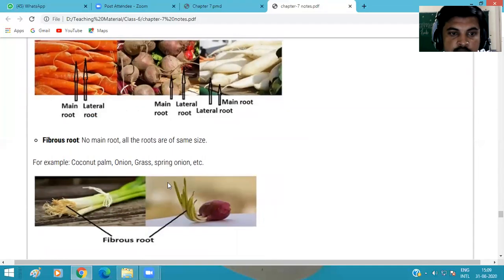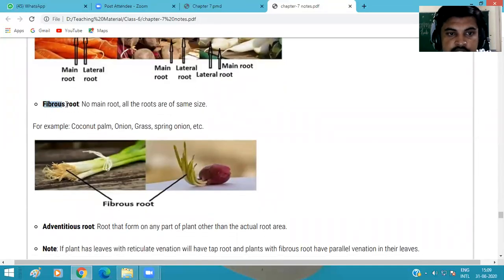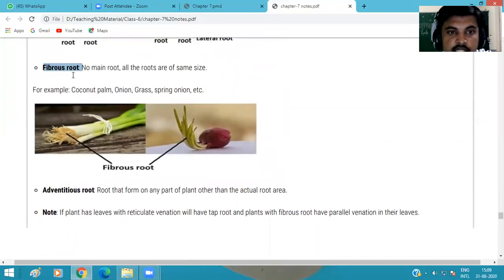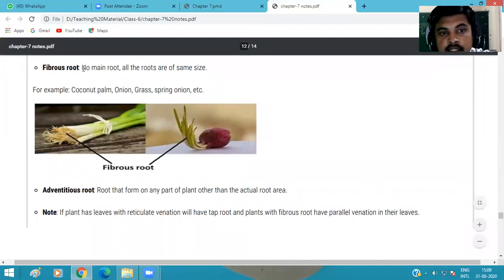The next type of root is the fibrous root. In fibrous roots there is no main root. The plants that have fibrous roots don't have any main root. All roots are the same in size.